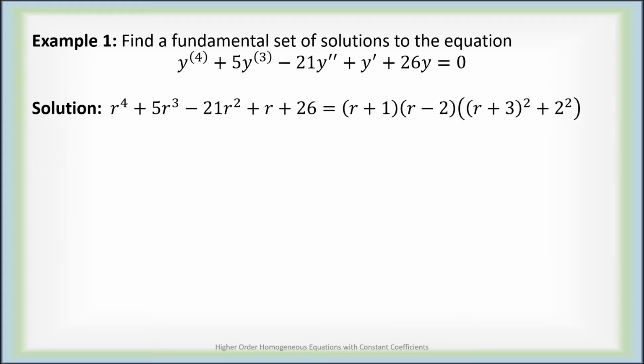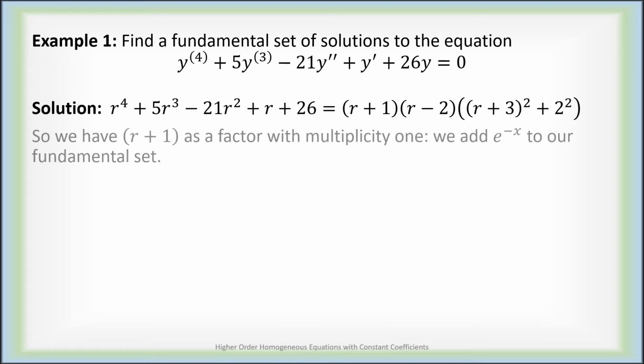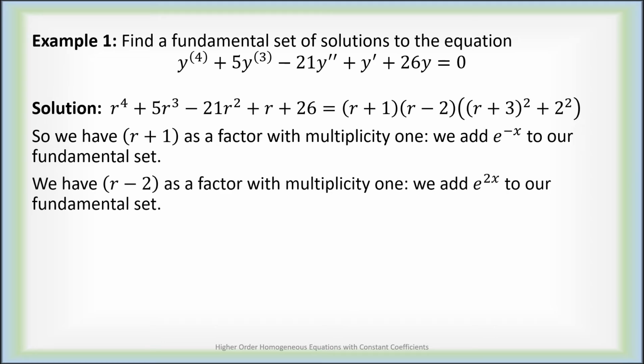So we have factored this completely as the linear r plus 1 times a linear r minus 2 times an irreducible quadratic, r plus 3 squared plus 2 squared. So r plus 1 is a factor with multiplicity 1. Therefore, e to the minus x goes into our fundamental set of solutions. R minus 2 was a factor with multiplicity 1. E to the 2x goes into our fundamental set of solutions.